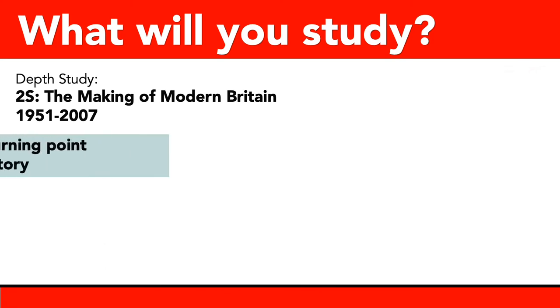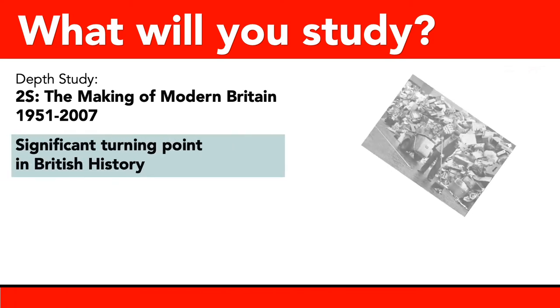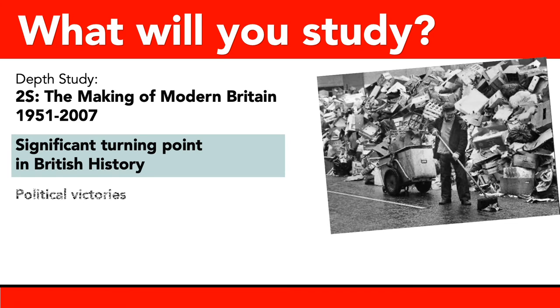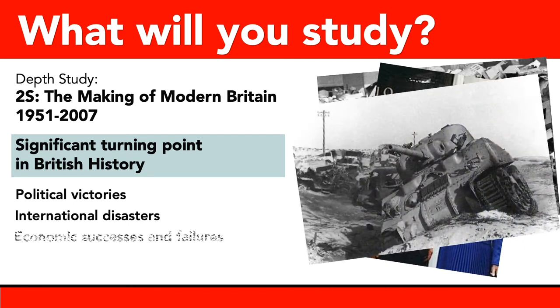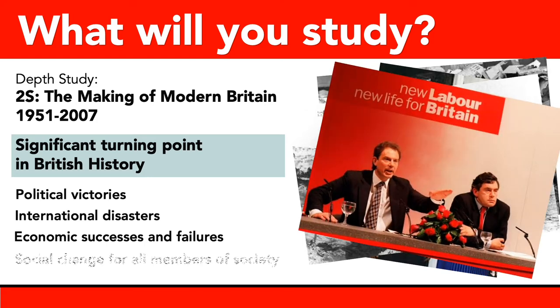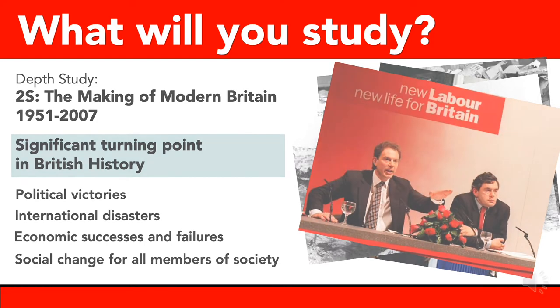In the British unit, you get to look at some of the most significant turning points in British history. These include political victories between 1951 and 2007, international disasters like the Suez Crisis or the Iraq War, economic successes and failures, and social change for all members of society, such as young people and women.